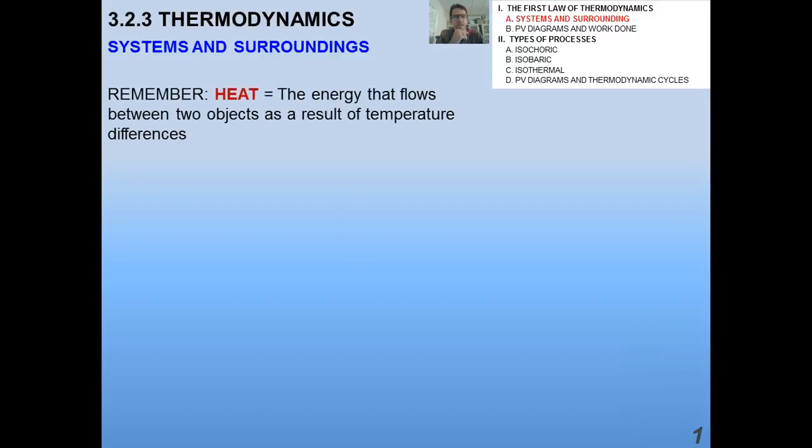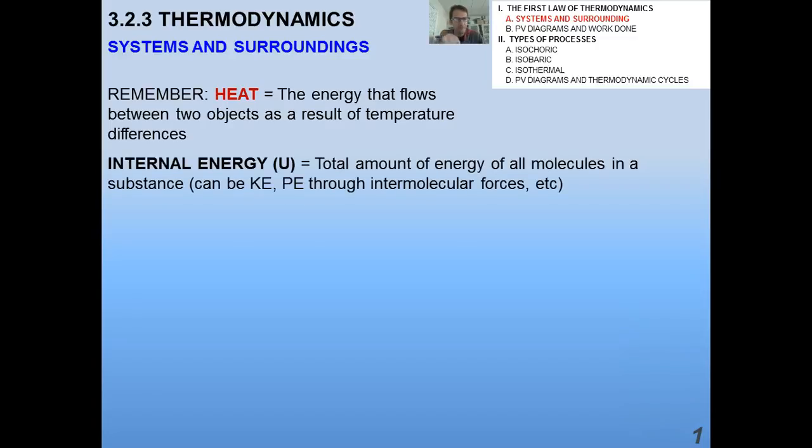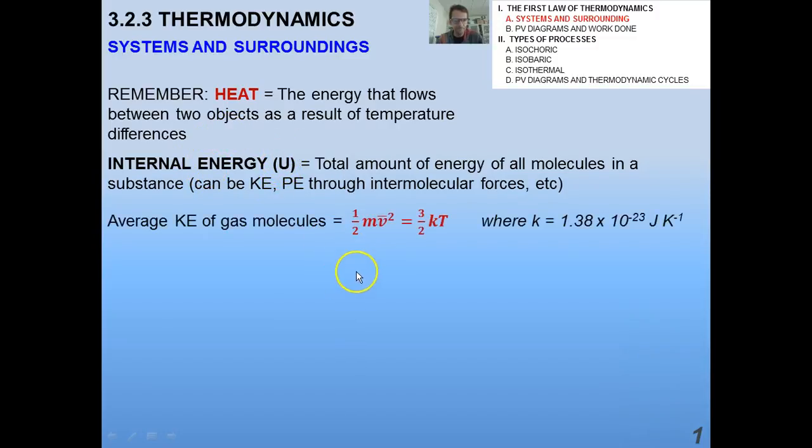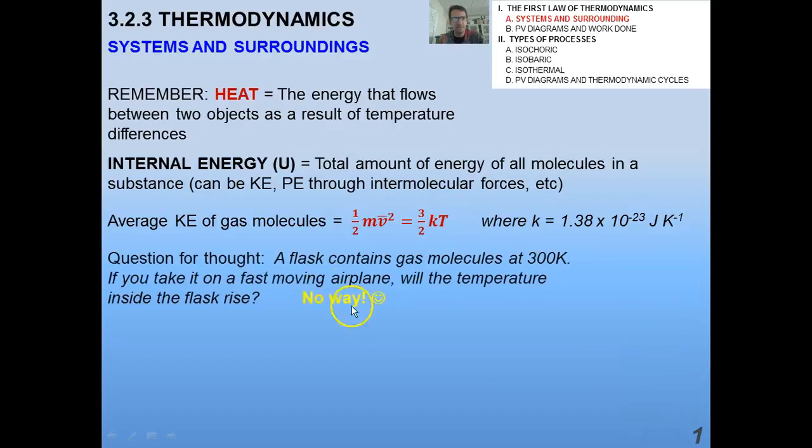what the system and the surroundings are. Okay, remember that heat is the energy that flows between two objects as a result of temperature differences. And we said that internal energy was the total amount of energy of all molecules in a substance, can be kinetic, potential, etc. We're going to give internal energy the variable big U. So whenever you see that, I want you to think internal energy. We also talked about the average kinetic energy of the gas molecules, where v was the RMS speed, being 3/2 kT.